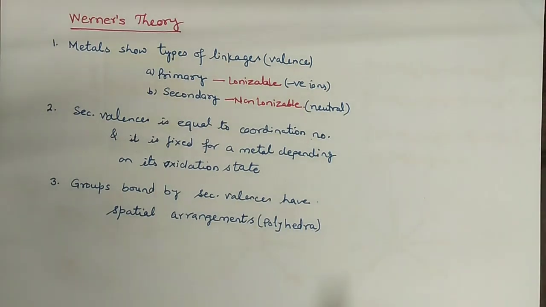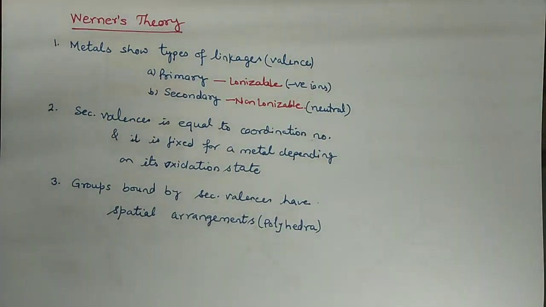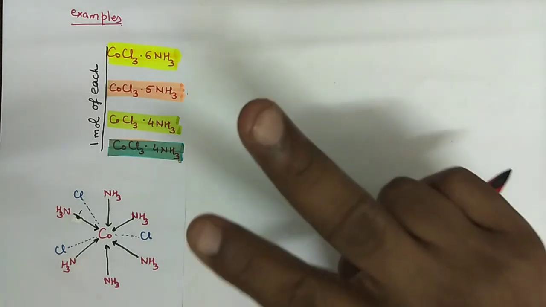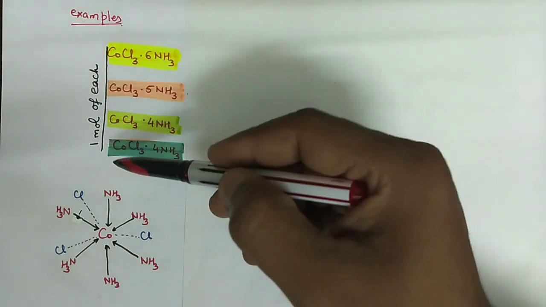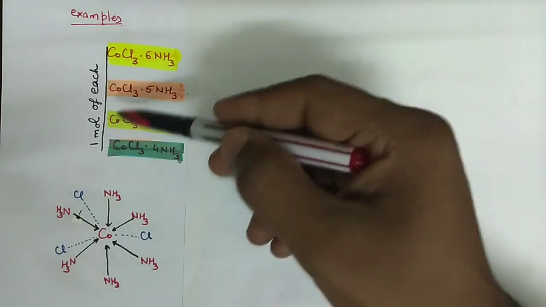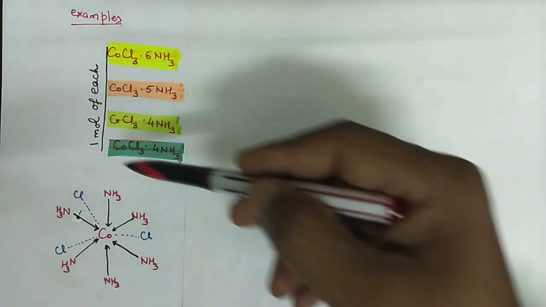Now the person who is associated with the theory was Werner, right? And we will discuss this theory after some time, after going through the examples. Here on this screen you are looking at 4 different compounds, and all 4 of these different compounds have 2 things in common. The first thing is that they have central metal cobalt, and the second thing common to each one of them is that cobalt has the same oxidation number in each of them, right?